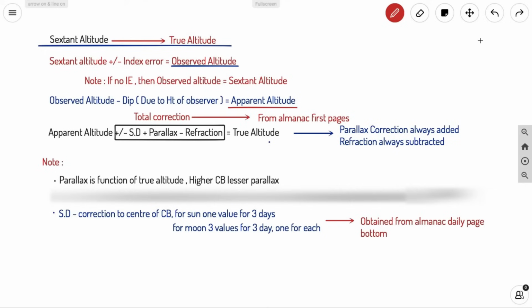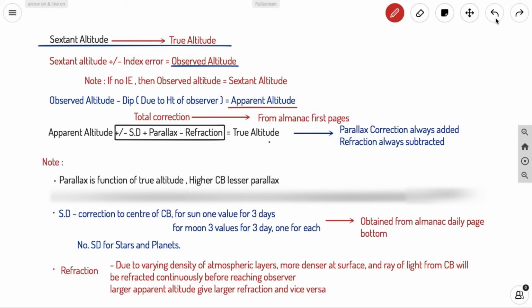It's written S.D, that is semi-diameter, and for Moon and Sun it's written separately there. Next, one important thing, there is no semi-diameter for stars and planets, since they are farthest from Earth and you don't have such a big visibility of them. You will see a pointed source, so there is no SD for stars and planets.